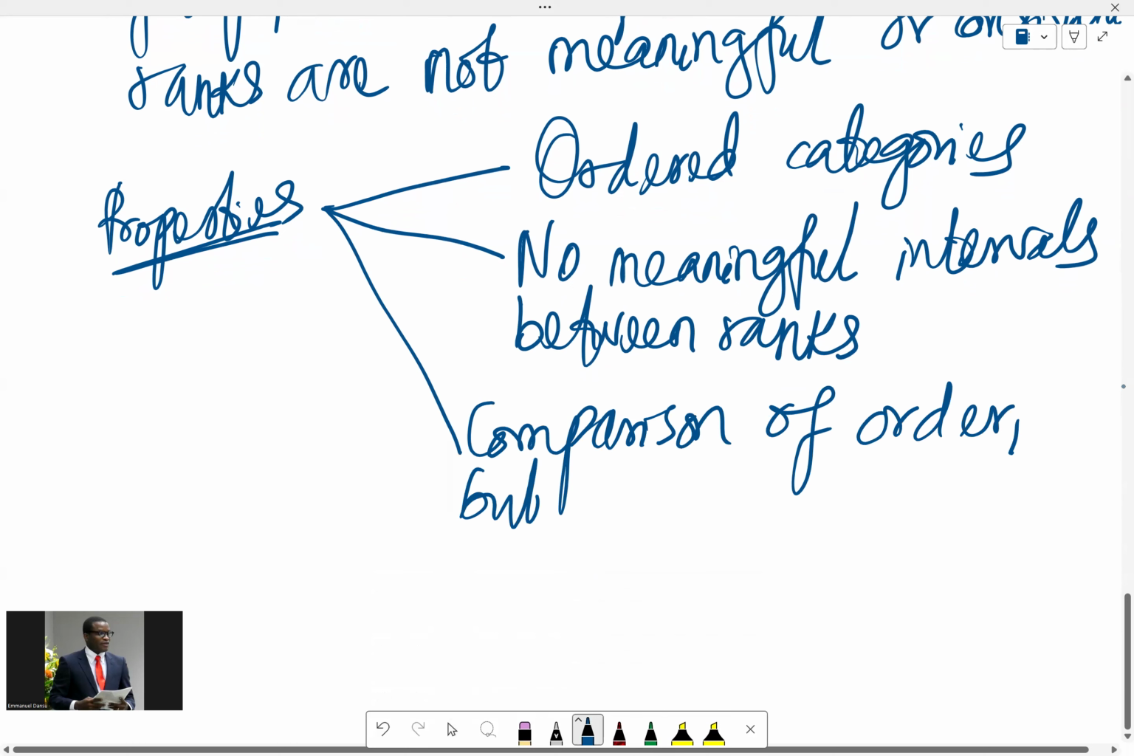For instance, you can say, okay, in a race, right? You have first, second, third, fourth, and things like that. Of course, the first is ahead of the second. That is why you say it is ordered, but no meaningful interval.